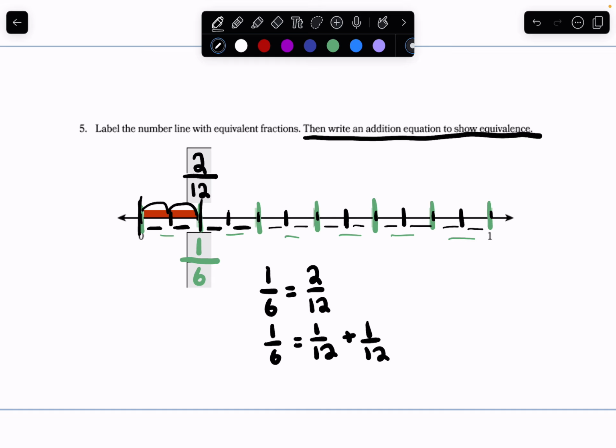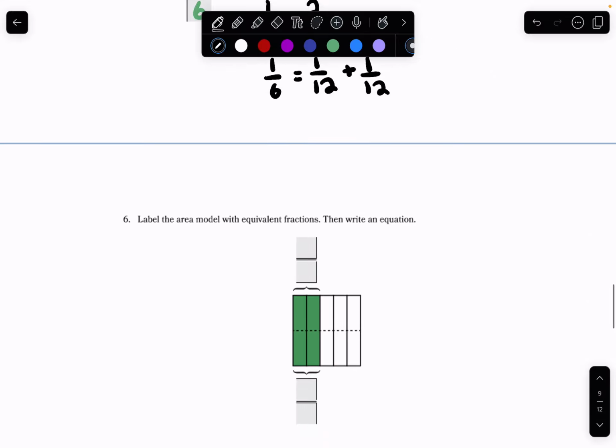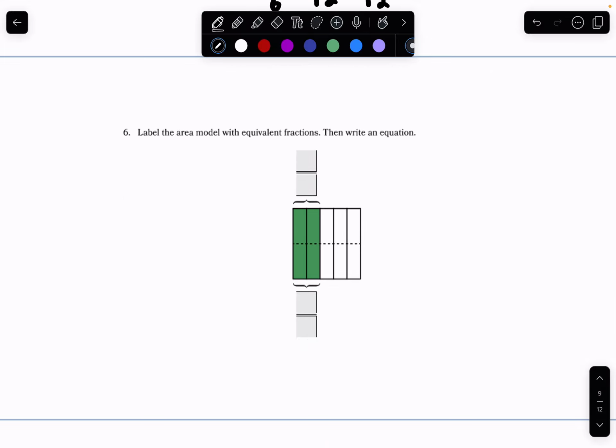All right, let's keep moving. This says label the area model with equivalent fractions, then write an equation. All right, so the first way that we're going to label our fraction is ignoring the dotted line. Pretend you don't see the dotted line.